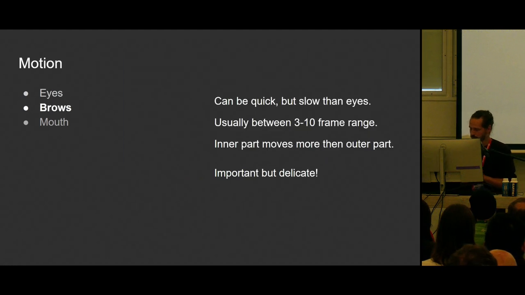Brows can be quick, slower than the eyes, usually between 3 to 10 frames range between expression changes. The inner part always moves more than the outer parts. That's where the muscle structure comes back, like these muscles, these strings are shorter than the inner part. And the brows are a big part of any expression. And they're very delicate. A little bit of change on the inner brow, curling them up, already gets this more worried expression. And that's something to really be careful about.